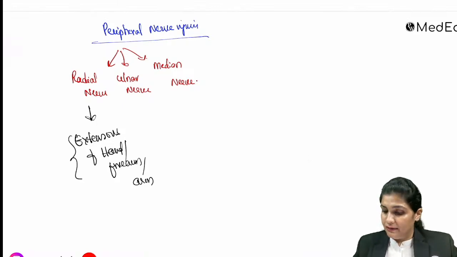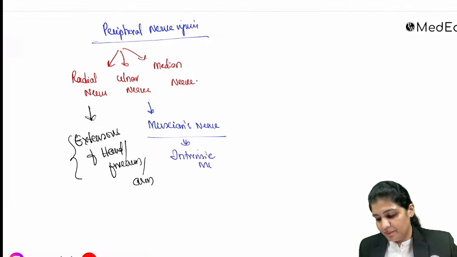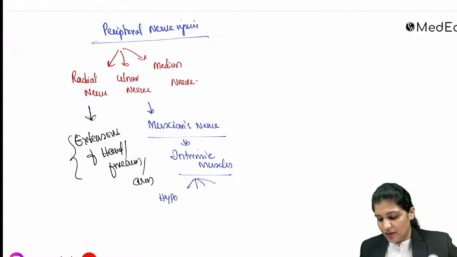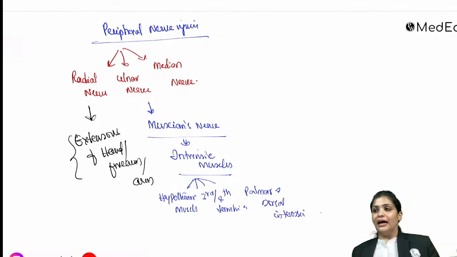Now coming to your ulnar nerve. Ulnar nerve is called the musician's nerve. So it is mainly important for supplying the intrinsic muscles of the hand. So what are the intrinsic muscles of the hand? If you remember, first is your hypothenar muscles, and then comes your third and fourth lumbricals, and then your palmar and the dorsal interossei. Right. So these are the muscles which are supplied by your ulnar nerve.